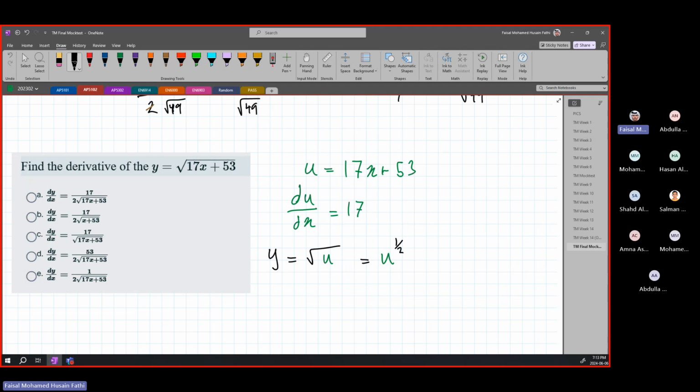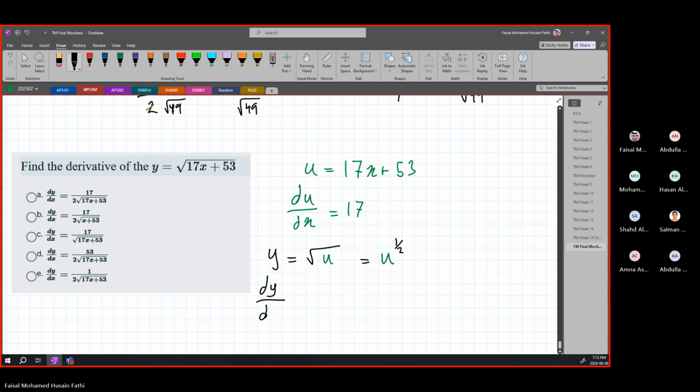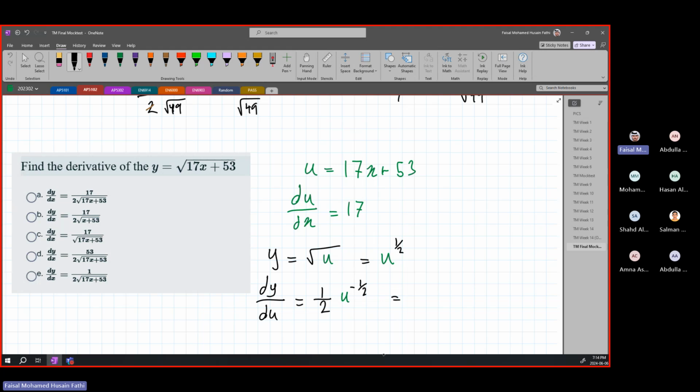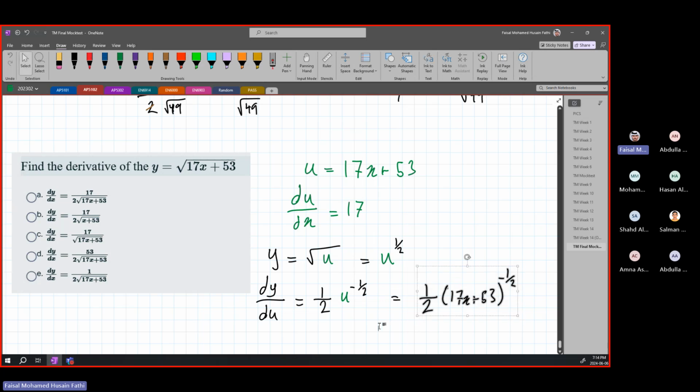And now you can find dy by du, which is half times u to the power of minus half. Then it becomes half minus 1. Or in other words, it's half times 17x plus 53 to the power of minus half. Okay? Remember, it's just the same thing.